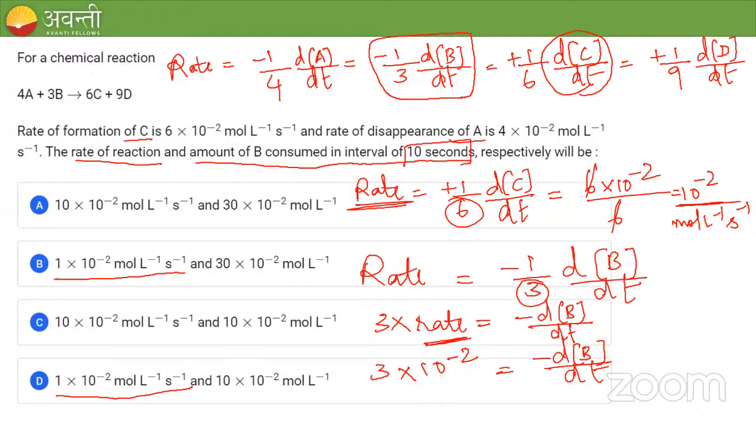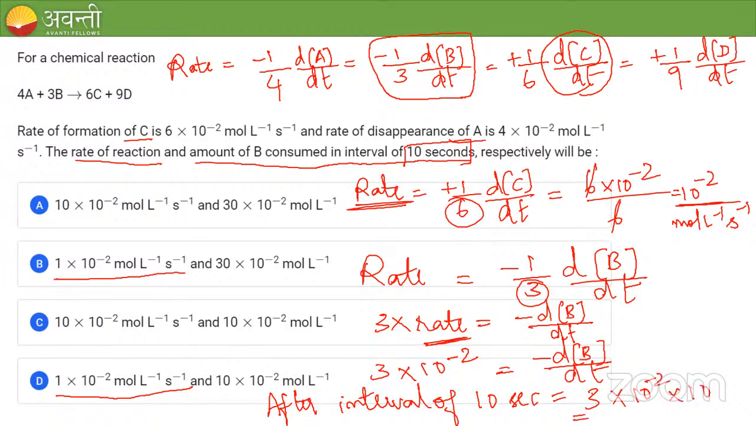So after the interval of 10 seconds, it will be equal to 3 into 10 power minus 2 into 10. So what is the answer? 3 into 10 is 30. 30 into 10 power minus 2 mole per liter will be the answer.